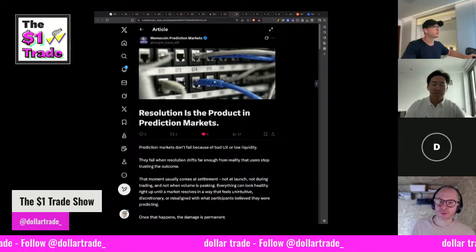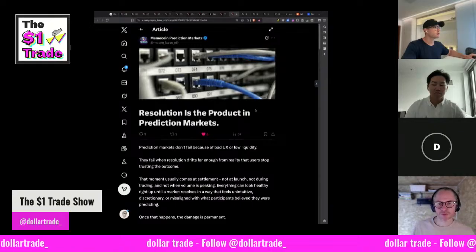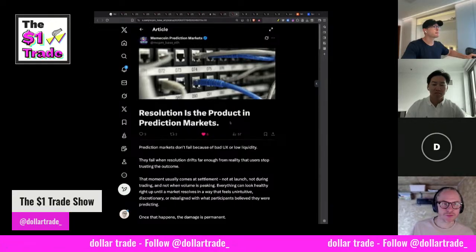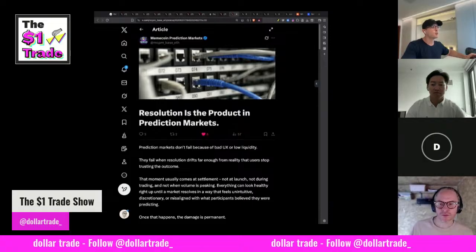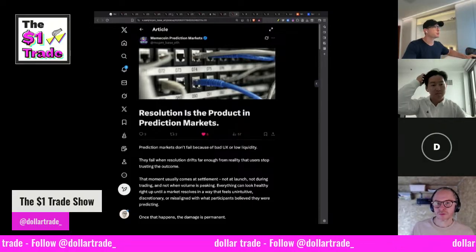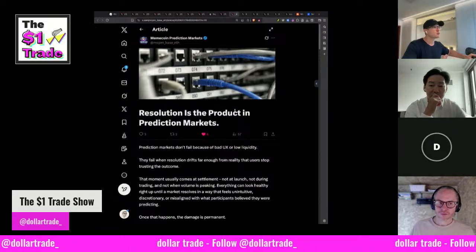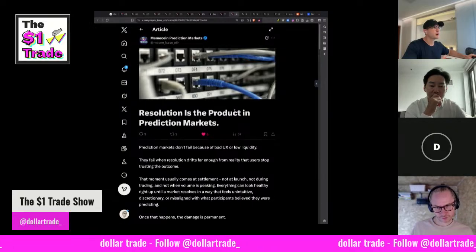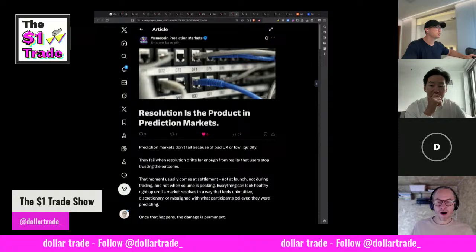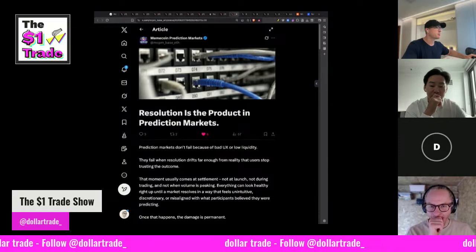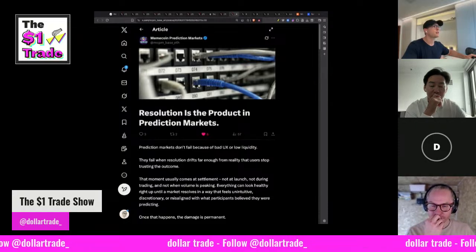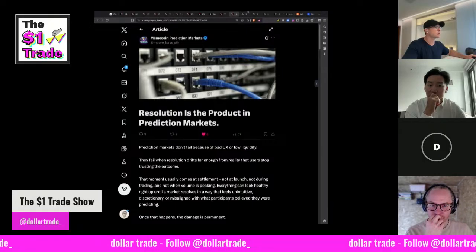This is from Mimikon, Prediction Markets. Julian: resolution is the product in prediction markets, which connects with this post from Doomer about how to solve these resolution problems. How do we believe that we are going to get more people using prediction markets if they cannot trust the outcome?